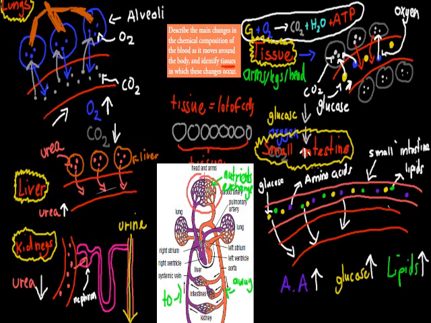And last but not least, we've got the small intestine. We've got amino acids, glucose, and lipids, and they will all increase in our blood because they diffuse from our small intestine into our blood. So just remember these five areas, and remember what's increasing and what's decreasing at each of these areas. It should be good. All right, hopefully that was helpful.